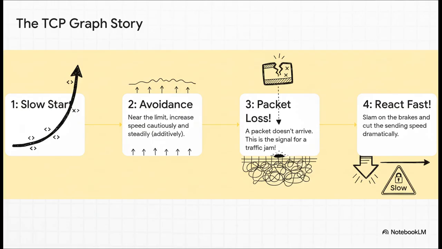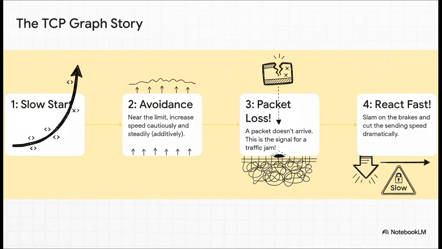First, TCP starts with slow start. It's polite. It begins by sending just a little data, but then it quickly ramps up, doubling its speed over and over to find out how fast the network can go. Once it gets close to that limit, it switches to step 2, congestion avoidance. Now it gets more careful. It increases its speed slowly, just a little bit at a time.